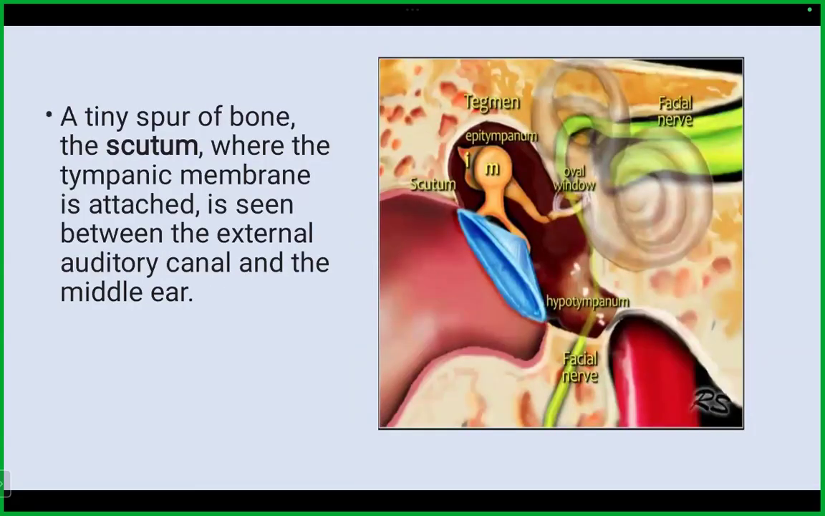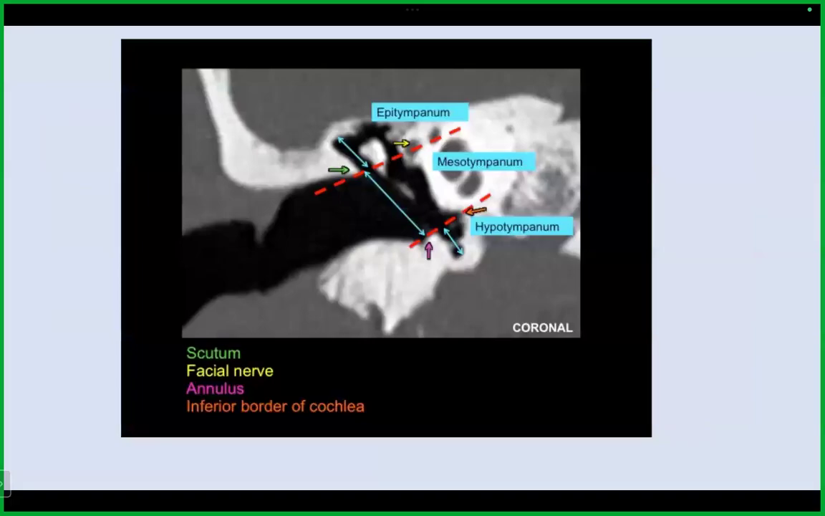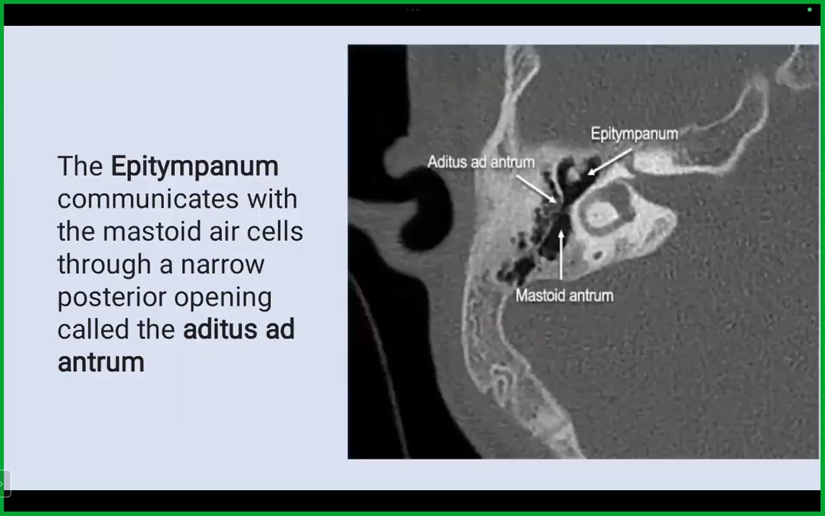A tiny spur of bone, the scutum, where the tympanic membrane is attached, is seen between the external auditory canal and the middle ear, as shown in the diagram. This is a coronal CT showing epitympanium, mesotympanium, and hypotympanium, with arrows: green for scutum, yellow for facial nerve, pink for annulus, and orange for the inferior border of the cochlea. The epitympanium communicates with the mastoid air cells through a narrow posterior opening called aditus ad antrum.